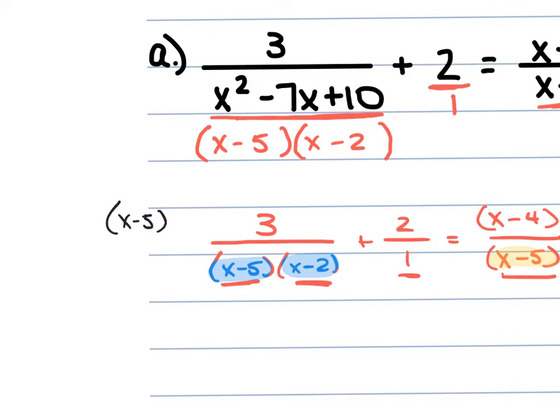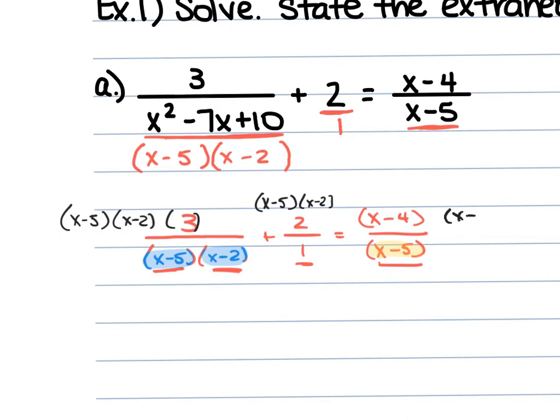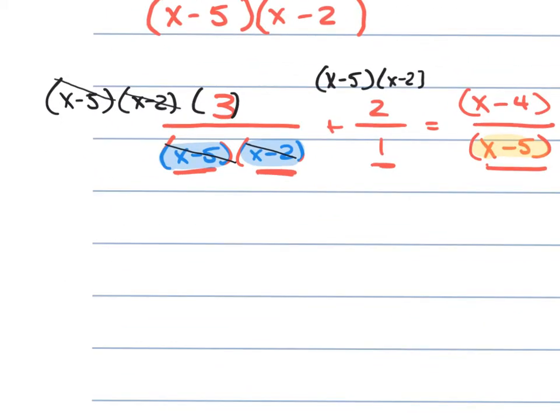x minus 5, x minus 2. We're going to multiply this first thing by that. We're going to multiply the second thing by x minus 5, x minus 2. And then we're going to multiply the last thing by x minus 5, x minus 2. And the hope is that in doing this, we no longer have fractions. So watch what happens to the first term here. When we look at this very first term, what's going to happen with the x minus 5s and the x minus 2s? They're going to cancel. This one cancels with this. This one cancels with this. And all that's left over for the first term is just 3.